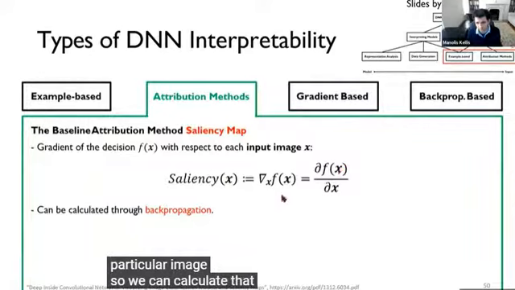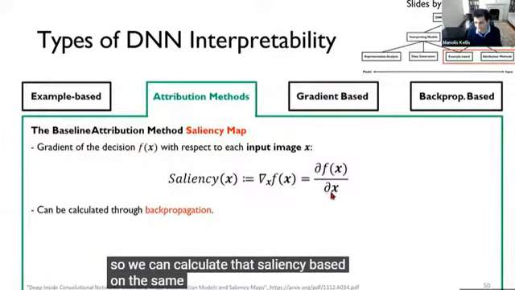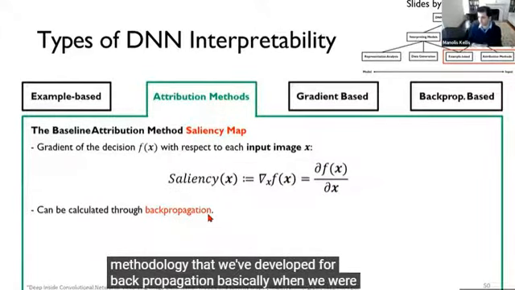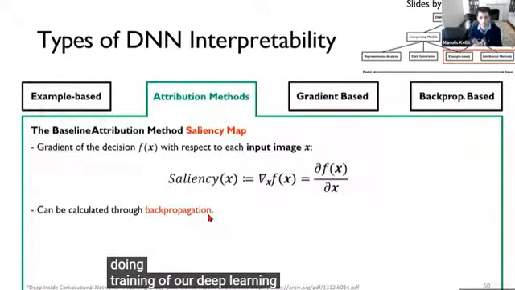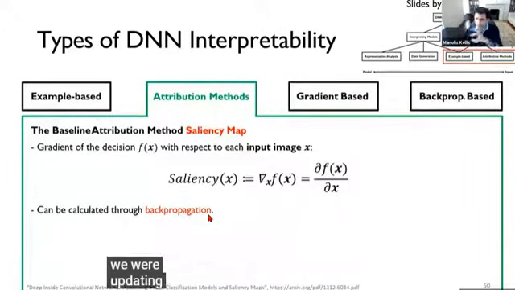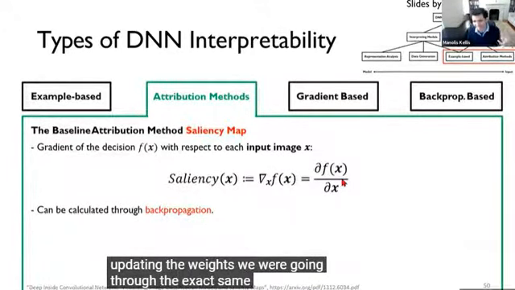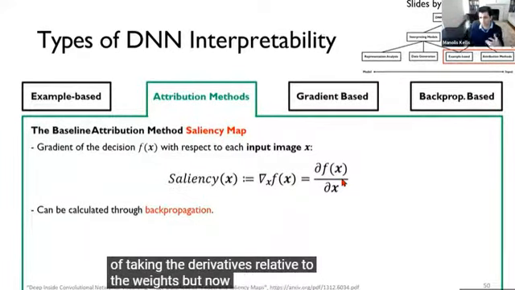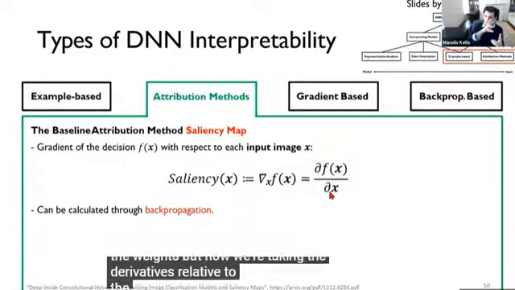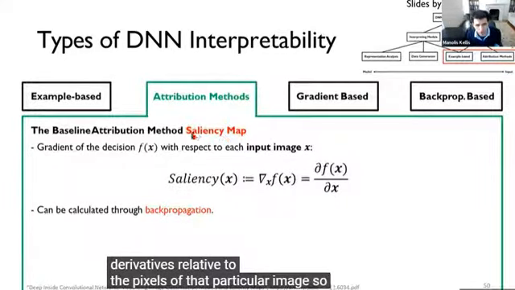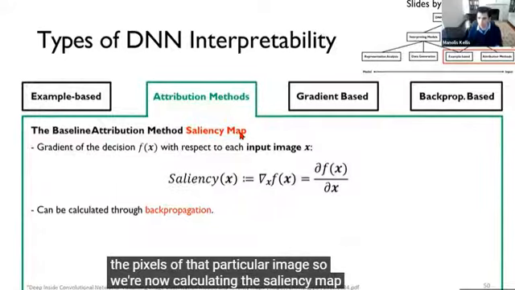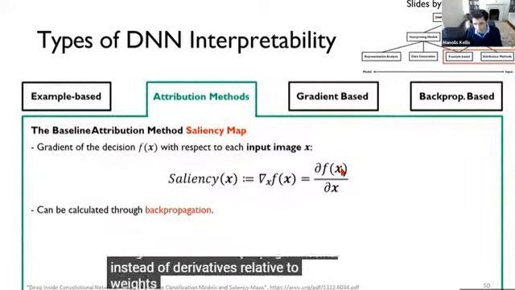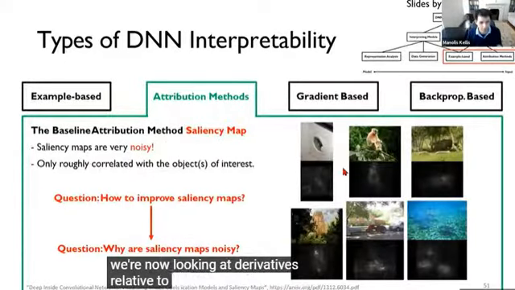We can calculate that saliency based on the same exact methodology that we've developed for backpropagation. When we were training our deep learning models and updating the weights, we were going through the exact same math of taking the derivatives relative to the weights, but now we're taking the derivatives relative to the pixels of that particular image. So we're now calculating the saliency map using the exact same propagation, but instead of derivatives relative to weights, we're now looking at derivatives relative to pixels. Okay.